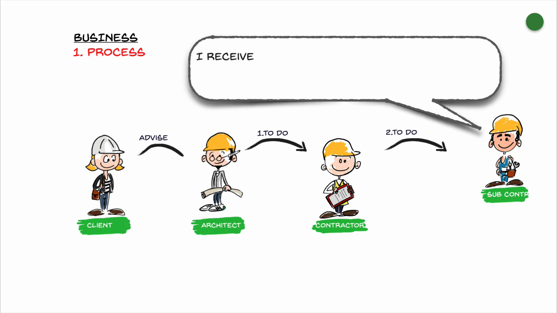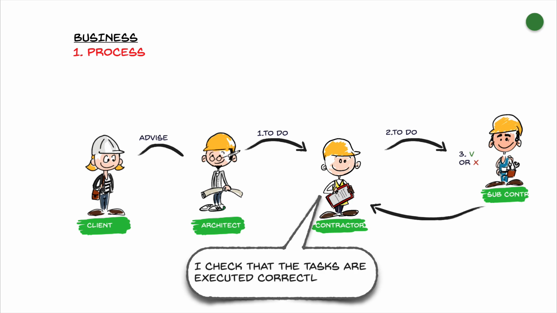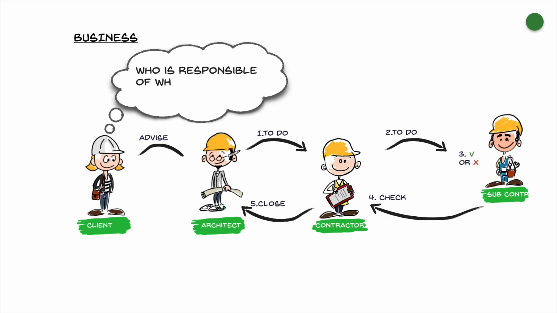The subcontractor then receives his task list from the contractor. He will then start executing them and keep informing the contractor of his progress. Once the tasks are finished, the contractor will perform a quality check and inform the architect to review and close the open remarks. The architect closes all the remarks and documents them appropriately. So far so good, nothing new.